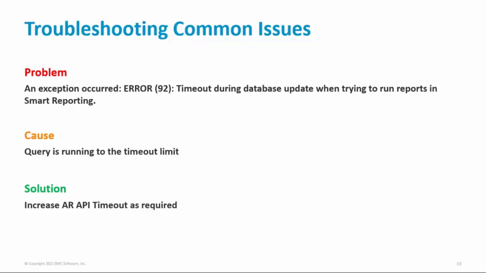For example, we have the error 92. It says timeout during database update when trying to run reports in Smart Reporting. This means that Smart Reporting is reaching its timeout on the AR system level. To resolve this, we will need to increase the AR API timeout as required.